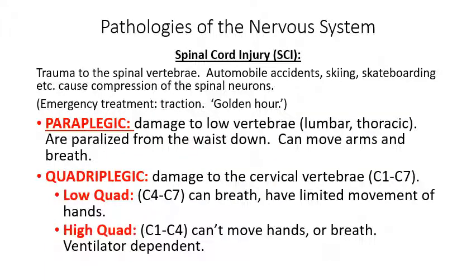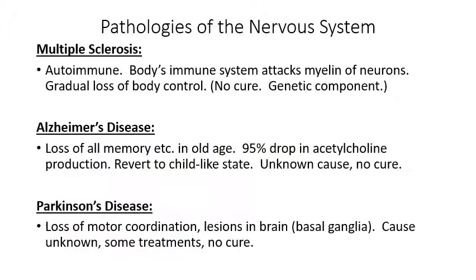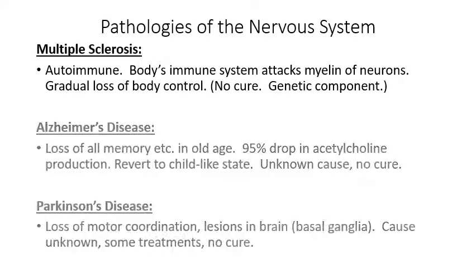All right, so that is spinal cord injury, SCI, a very common injury. And then these other ones: multiple sclerosis, Alzheimer's disease, and Parkinson's disease. Multiple sclerosis is where the body's immune system attacks the myelin of the neurons, and this eventually causes you to lose control over all the parts of your body.